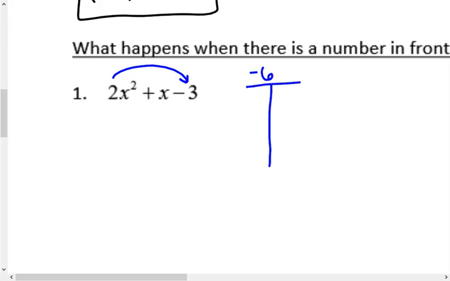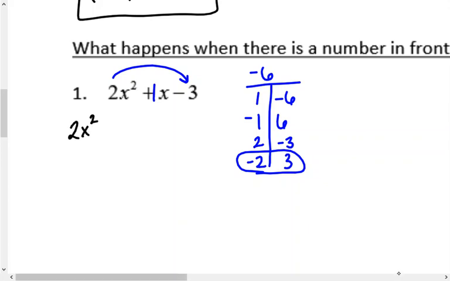Now I just made that list in the last problem, which was 1 and -6, -1, +6, 2 and -3, -2 and +3. Now, out of my blue numbers, which ones add to a +1? And it would be these, -2 plus 3. So when I go to substitute it back in, I've got 2x squared, right? Then minus 2x plus 3x minus 3.